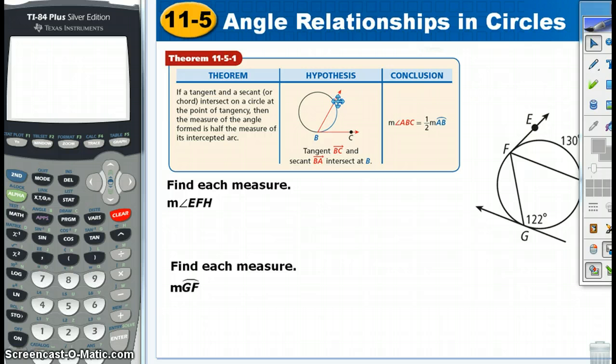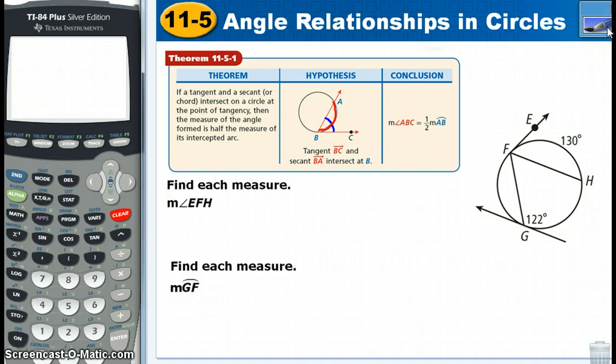So let me go mark that up a little bit for you. So this whole angle right there is half of the arc AB. And we're going to do some problems now and make that clearer for you. Okay? So, in our first one here, we're going to find angle EFH.